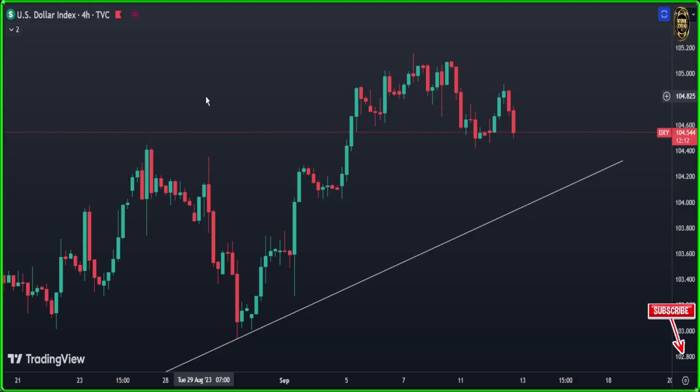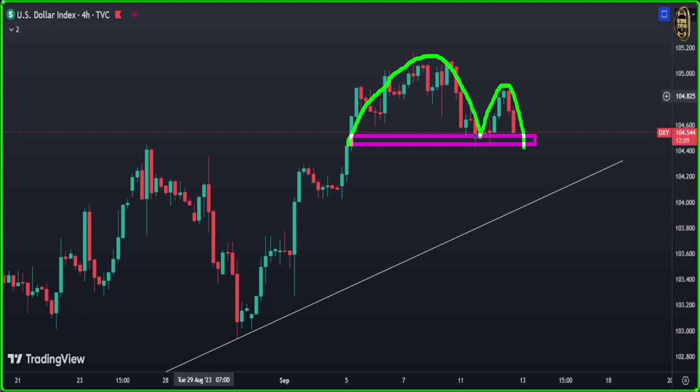So let's go in there. Here we are in the DXY, guys. Here in the 4 hours, which is only for swing trading, as you see, it's the same thing as the SP500 market. It gave us a clear cup and handle here, but the neckline is down here.